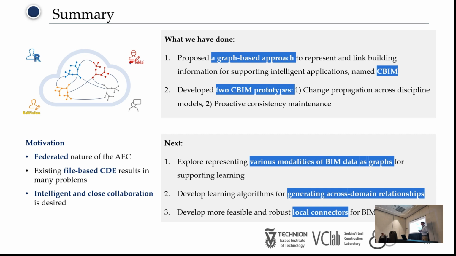And we also demonstrate two CBIM prototypes. The first one, change propagation, is to propagate the changed objects from one domain, one software, to another one. And the second one is proactive consistency maintenance, how the graphs can help us enable intelligent applications to maintain the consistency of the model. In the future, we are going to explore more about graph machine learning by integrating multiple types of BIM data into graph format.